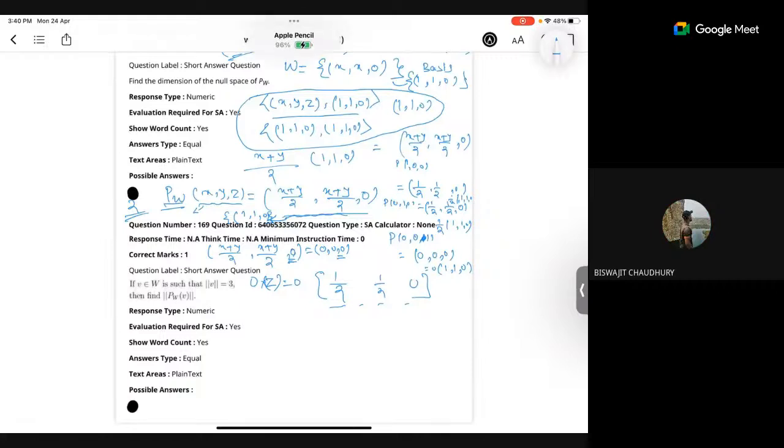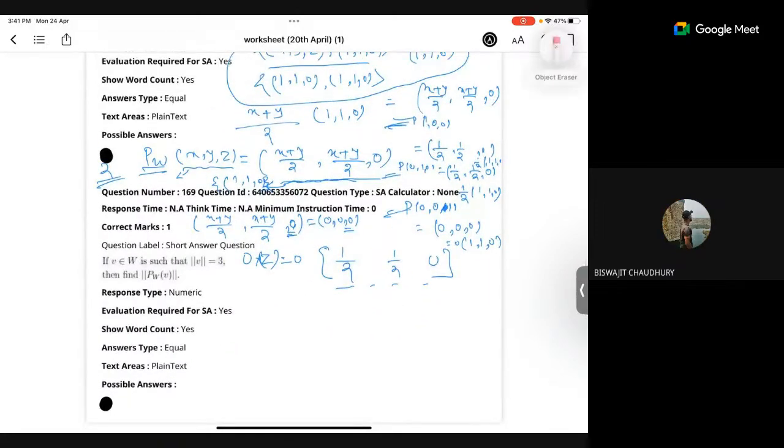So now what you did, sir, you just found the matrix with the basis, is it? That is, the image basis is 1, 1, 0 and the domain is the standard ordered basis. Yeah, for the domain, I have taken the standard ordered basis. Okay. So here I found P(1,0,0), P(0,1,0), P(0,0,1). Okay, so that is the thing.